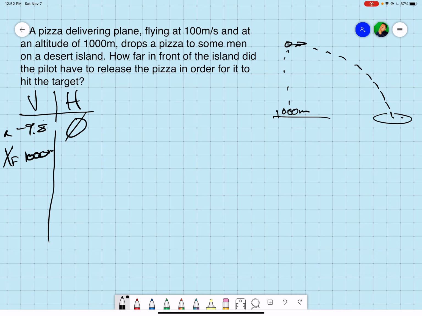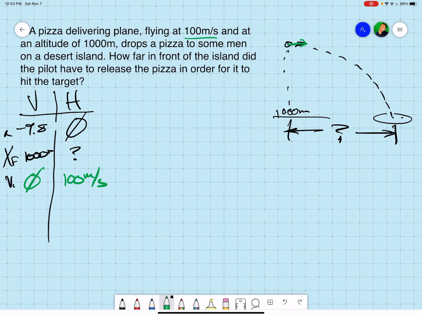We are trying to figure out horizontally. Here's my question mark. We're trying to figure out how far it's actually going to travel. So horizontally, XF is what we're looking for, question mark. All right, what else do we need? Well, initial velocity. My initial velocity, 100 meters per second, is a horizontal number. And in this problem, it's purely a horizontal velocity. It will start speeding up vertically, but right now there is no initial velocity vertically, so that is 0.